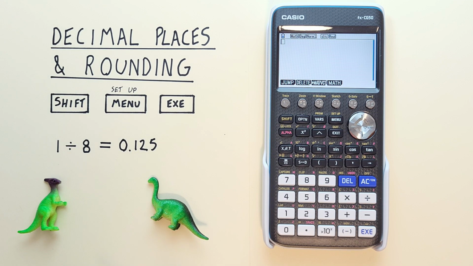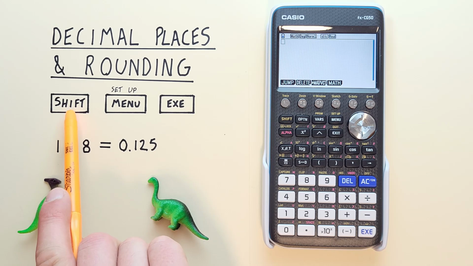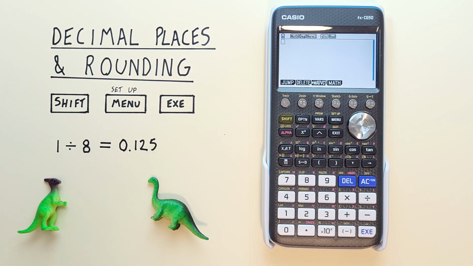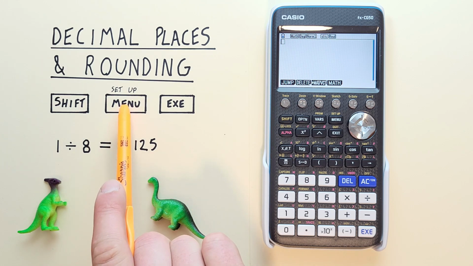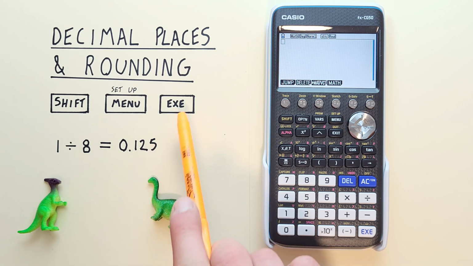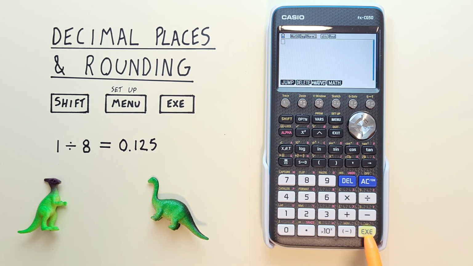To do this, we'll use the Shift key that looks like this, located here, the menu key with the Shift function of setup that looks like this, located here, and the exe or execute key that looks like this, located here.